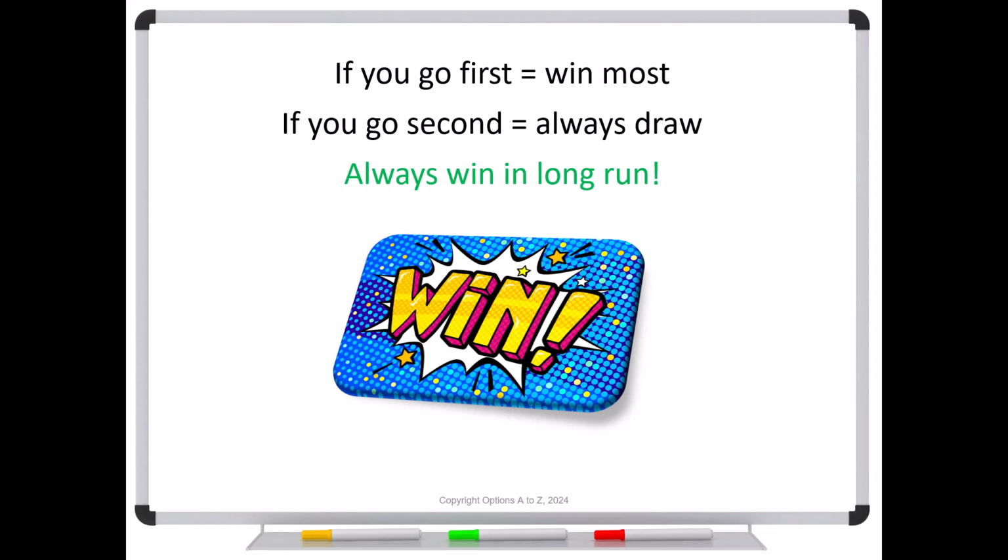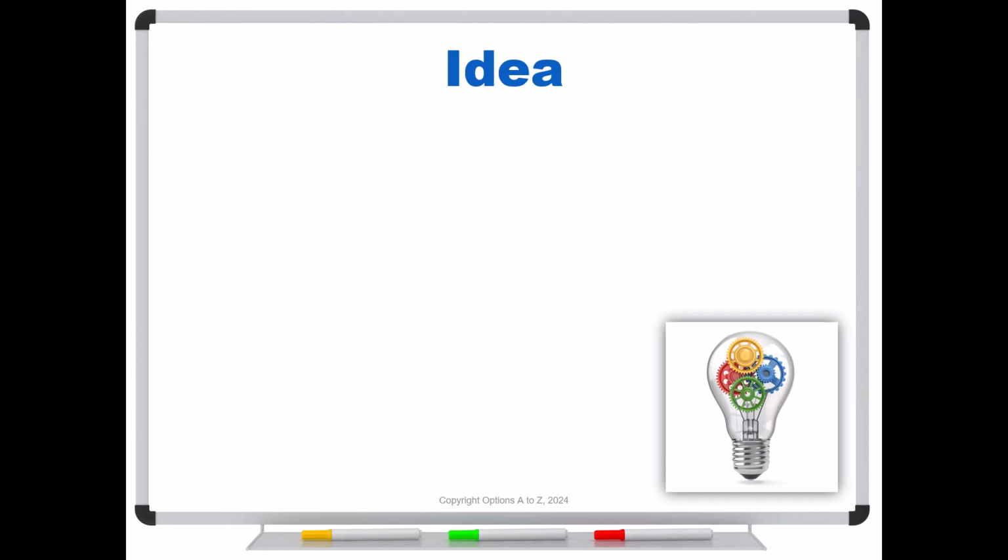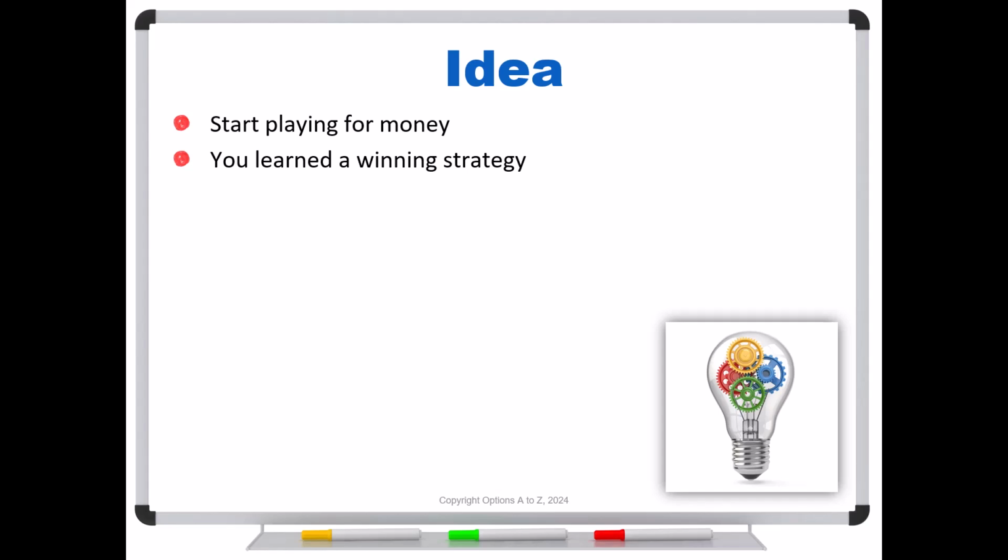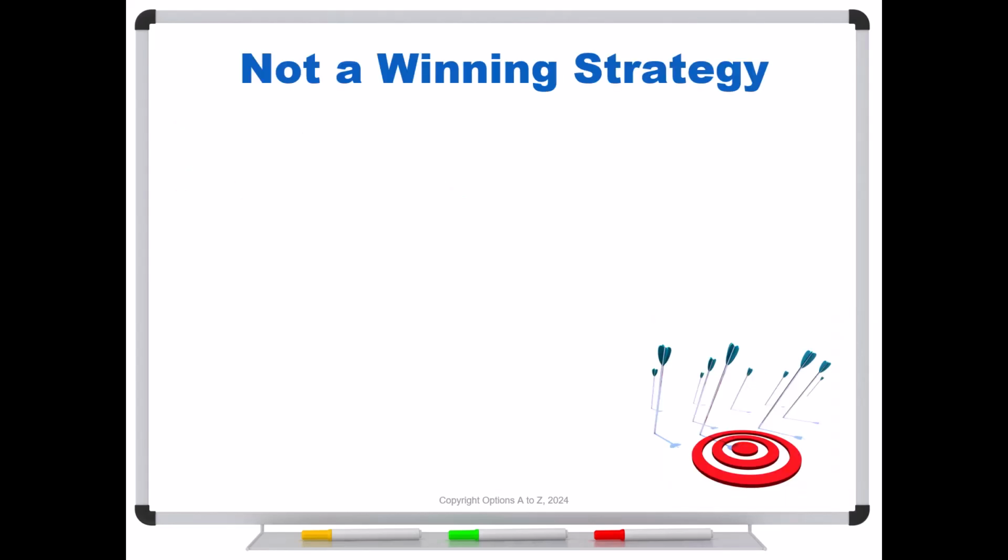So again, if this were a technical indicator in the markets, people get a big idea. They say, let's start playing for money. I just learned Fibonacci extensions on YouTube from this guy, and he showed me all of these rules. I've learned a winning strategy. All right, well, what should you expect? Well, you should expect that it's not a winning strategy.